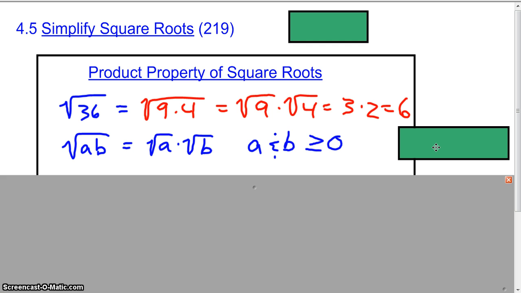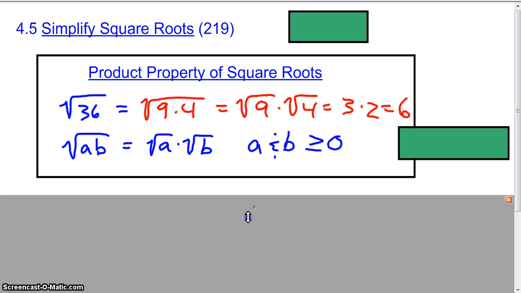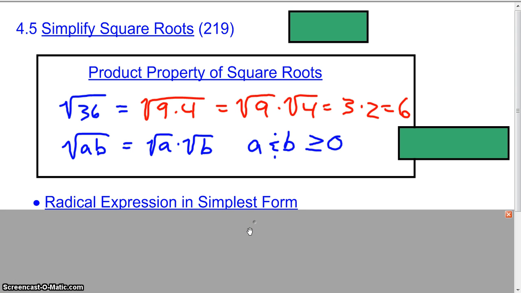Why must they be greater than or equal to 0, Nicholas? Because then it has to be a whole number. Okay, because then you can actually get an answer, right? Good. So you cannot find the root of a negative. And this is saying, let's allow A and B to be positive so we can actually find a real root rather than the complex numbers we were talking about earlier. Okay, so there are a couple of requirements to writing a radical expression in simplest form. How do we know a radical expression is in simplest form?